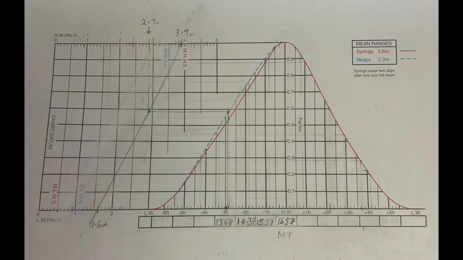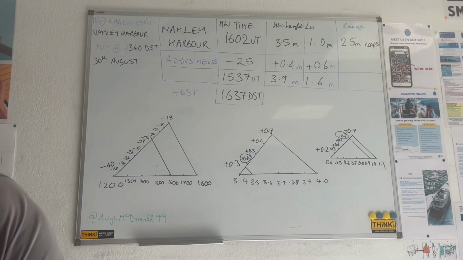I'm going to pop that in. High water of 1637 is going here. I'm going to put DST under there because that's going to help reduce errors in the long run. 3.9 here. Just reduces confusion when we're looking at it. 3.9 meters there, 1.6 meters there. You can mark that on the sides here. You don't have to. Then you draw the scalar line between the two.